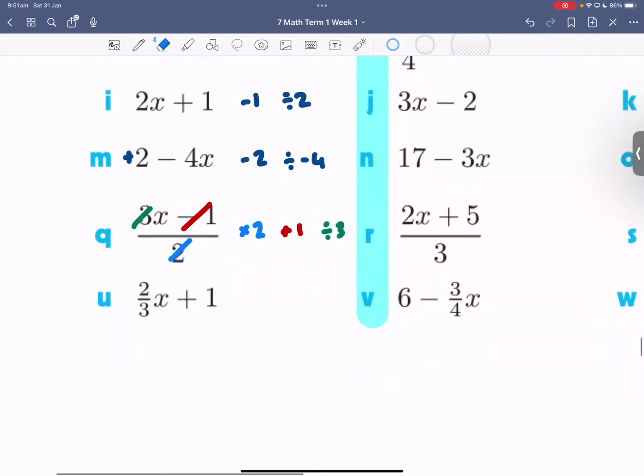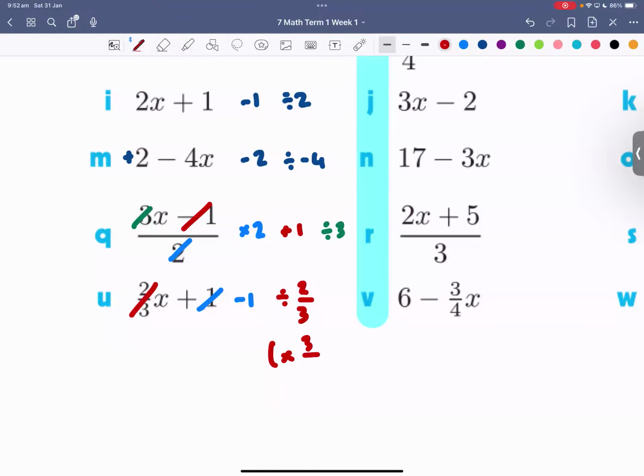All right, what about the next one, guys? What's the outermost layer? The +1. How do I get rid of a +1? -1 is correct. How do I get rid of the 2/3? Divide by 2/3. There is an equivalent answer. Can anyone tell me another way of saying divide by 2/3? Times 3/2. Well done. Another way of saying divide by 2/3 is times by 3/2, so that's also an acceptable answer.